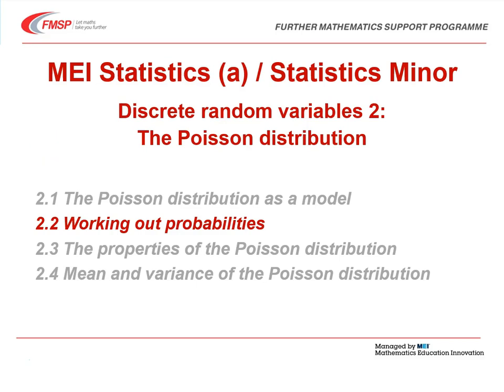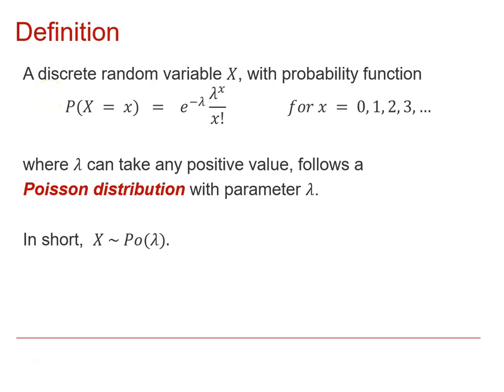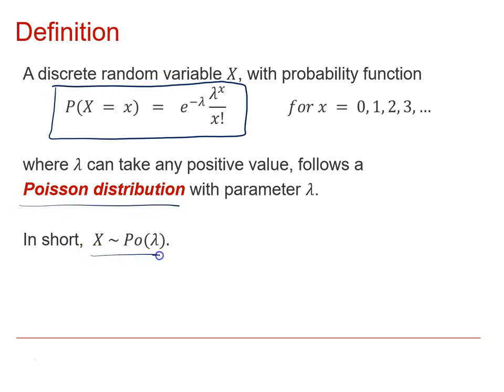This is MEI Statistics Minor, Discrete Random Variables 2, the Poisson Distribution. 2.2, Working Out Probabilities. So we found in the previous video that this is our probability mass function for a Poisson distribution. And this is how we present the fact that it's a Poisson distribution with parameter lambda. And we recall that that lambda represented the average rate of events happening in a particular time period.